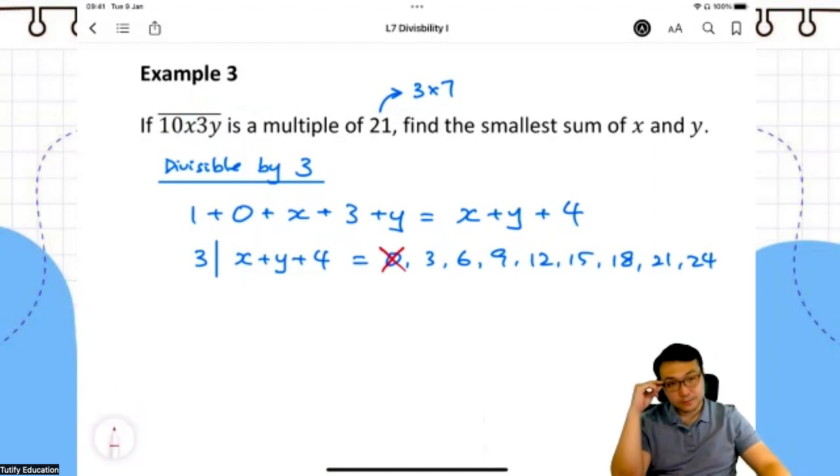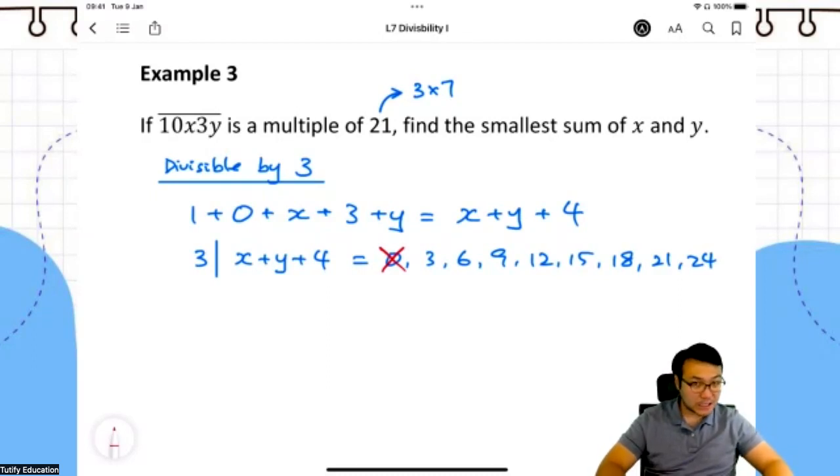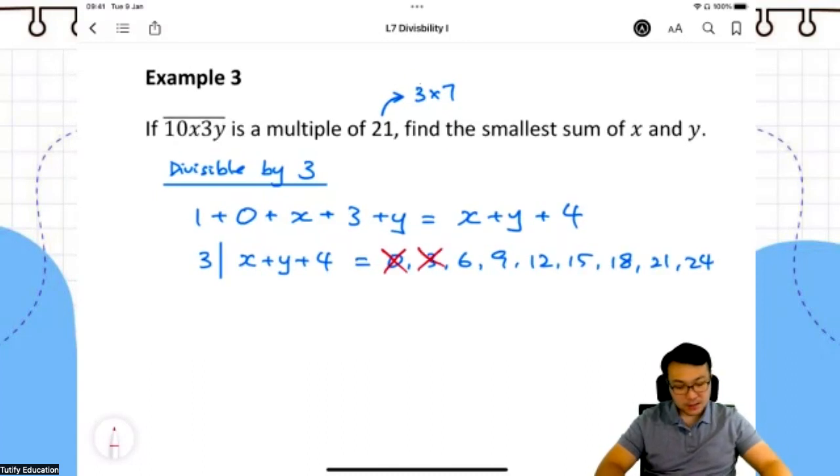Is the number 3 possible? x plus y plus 4 equal to 3. So that means x equals what? x equals 1, y equals 0, or x equals 0, y equals 0. Then you plus 4, you get 3? Is it possible for x plus y plus 4 to be 3? No. Is it possible for x plus y plus 4 to be 6?